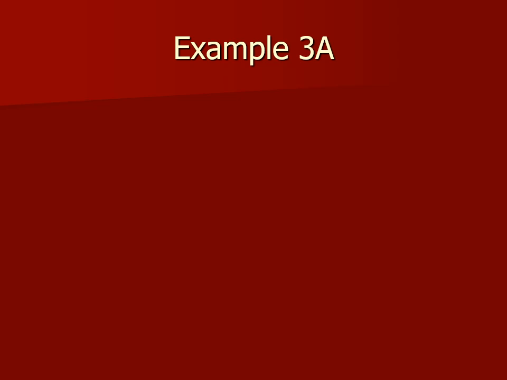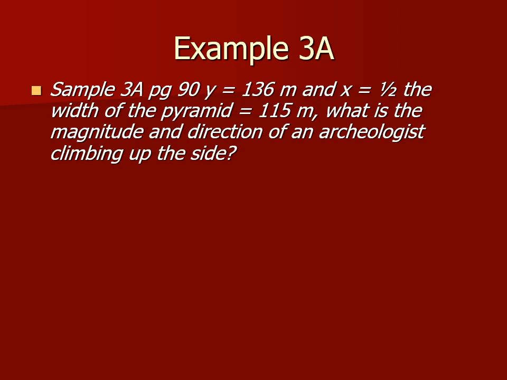Okay, let's check out example 3a. This might coordinate with your book in chapter 3, section 2, problem set A. So here we have, okay, it is page 90. We have a y value of 136 meters, an x value, half of the width of the pyramid, 115 meters. What is the magnitude and direction of an archaeologist climbing up the side of a pyramid? So what can we do here?